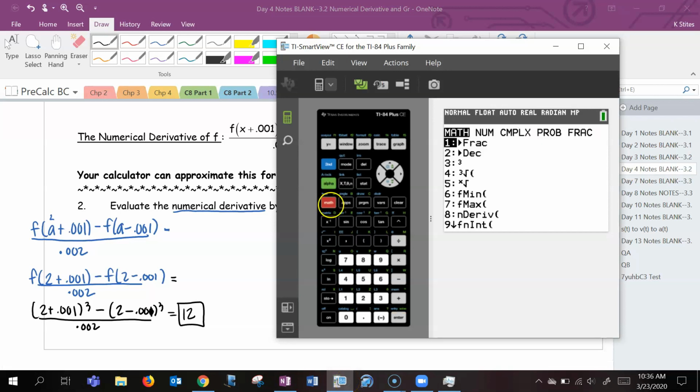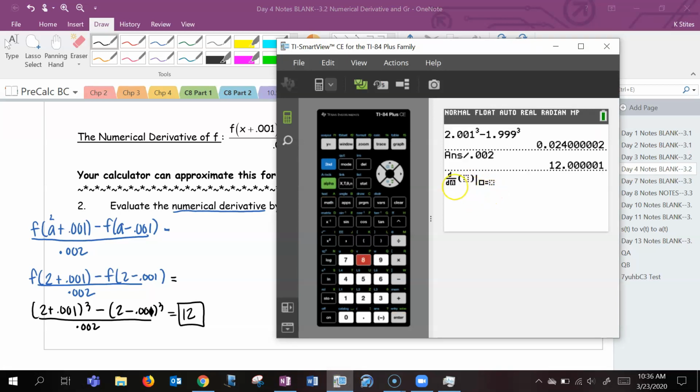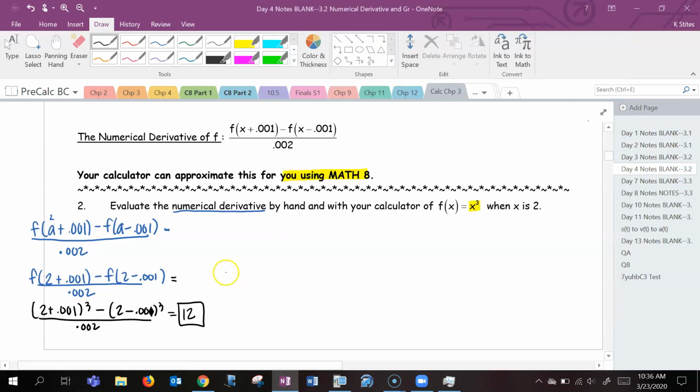So you're going to go to Math 8, which is nDeriv here, and we're going to do d dx. That means we're taking the derivative with respect to x, and x is our variable, so that's why we're doing that. Then we'll type in our function, so that's x cubed. So I'm taking the derivative of x cubed, and I'm taking it where x is 2. Ta-da! And you get the same thing. It's very exciting. So that's nDeriv, that's what your book refers to it as. So that's d dx of x cubed where x equals 2. And we also got 12.